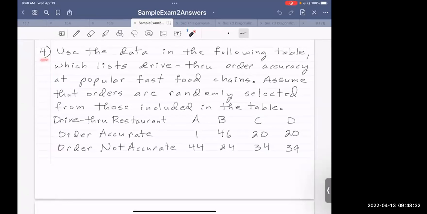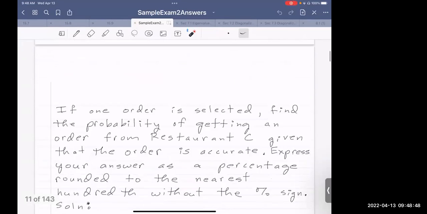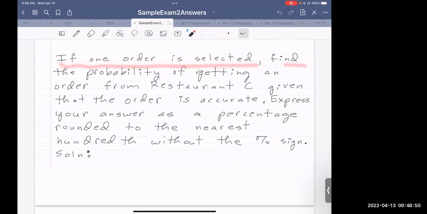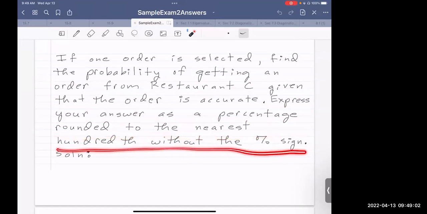Problem number 4. Use the data in the following table, which lists drive-through order accuracy at popular fast food chains. Assume that the orders are randomly selected from those included in the table. If one order is selected, find the probability of getting an order from restaurant C given that the order is accurate. Express your answer as a percentage rounded to the nearest hundredth without the percent sign.